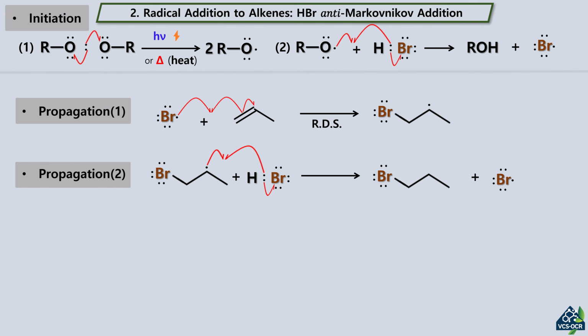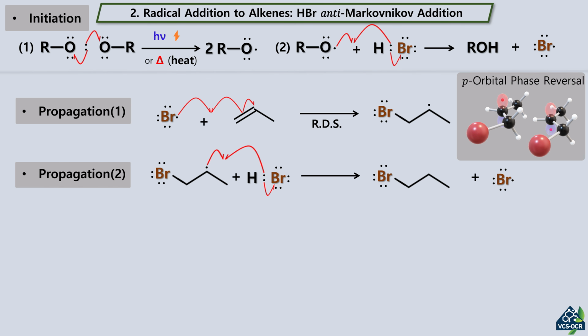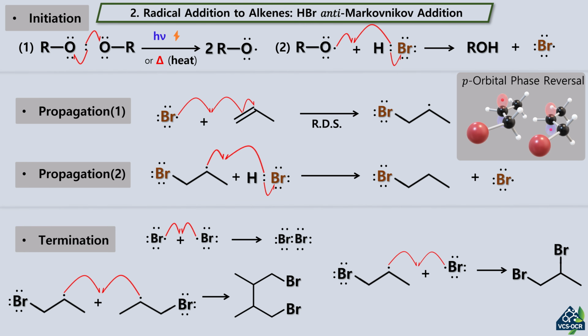Why? Because this leaves the unpaired electron where it is best stabilized, forming the more stable carbon radical intermediate. In the second propagation step, this carbon radical abstracts a hydrogen from another HBr molecule. This delivers the anti-Markovnikov alkyl bromide product and regenerates the bromine radical to sustain the chain. Termination happens when any remaining radicals collide and couple, bringing the chain to a halt.